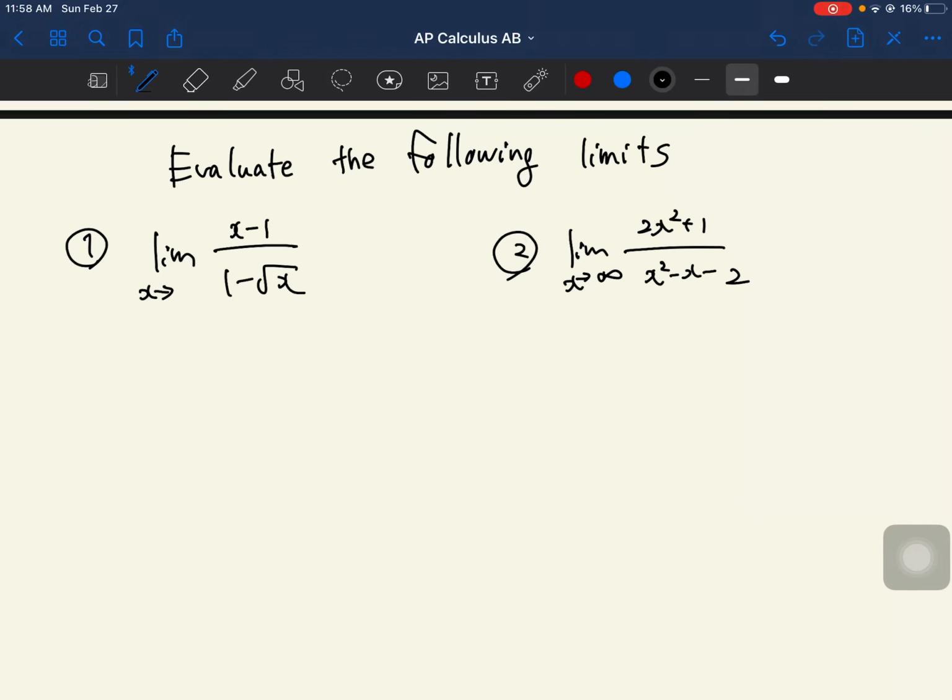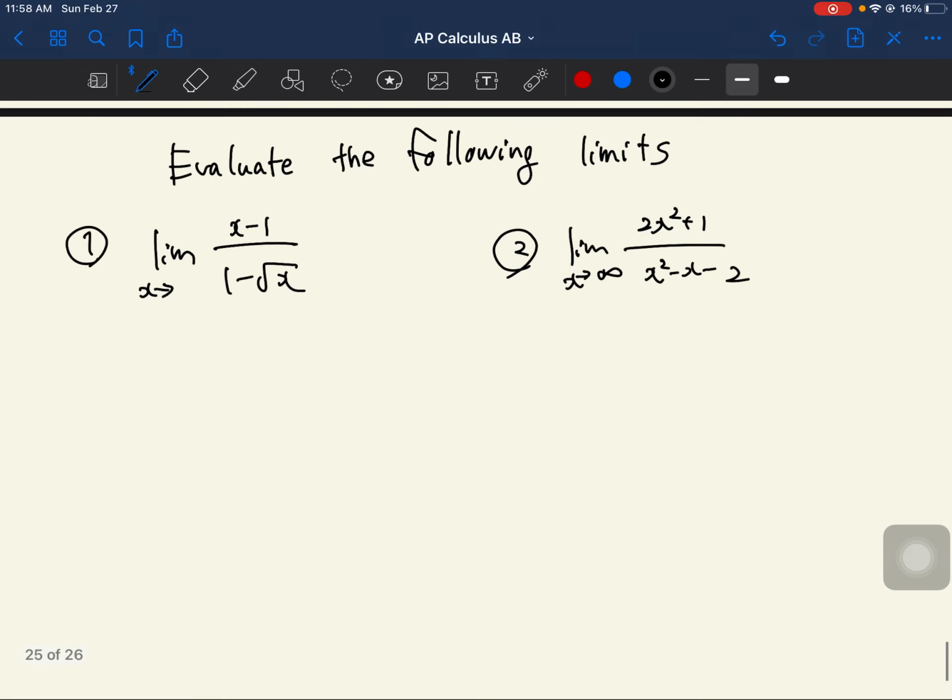Today I am here to work on some limits questions. It's kind of a preview, so I'm going to use so many things to solve these questions. So let's start with number one. First, I didn't write it here. The limit of (x − 1) over (1 − square root of x) as x approaches 1.